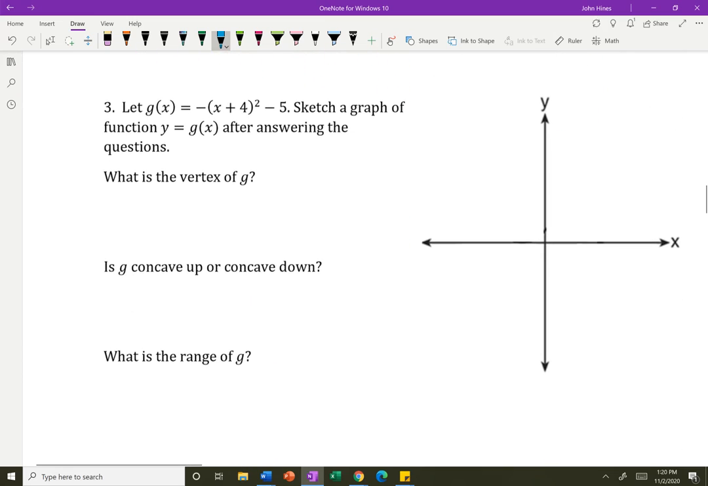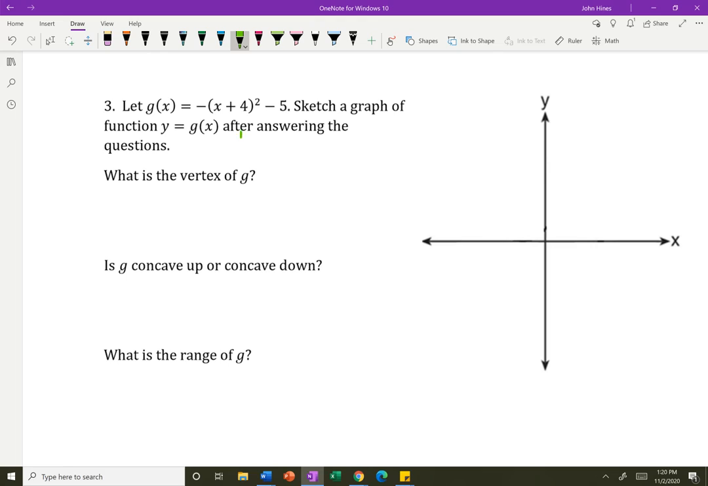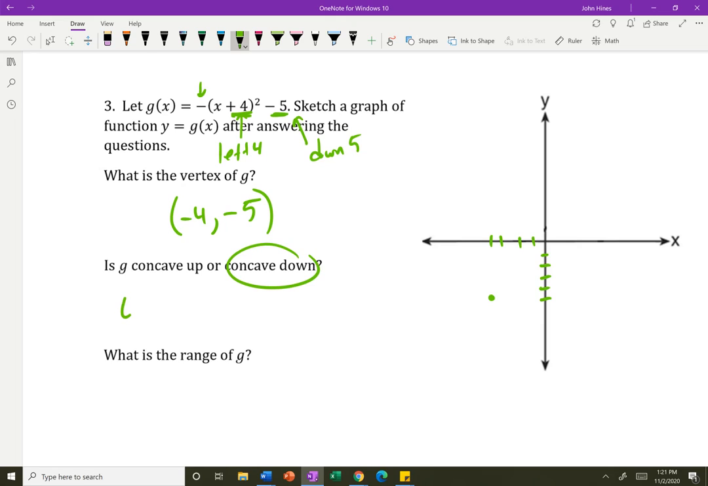What about this guy here? So what's my vertex? Well, what shifts happen? I need to go left 4 and down 5. There's my vertex. So left 4, down 5. Opposite, the same. The inside's opposite. The y value is the same. This guy's got to be concave down because the leading coefficient is negative. So from there, I know it's opening downwards.